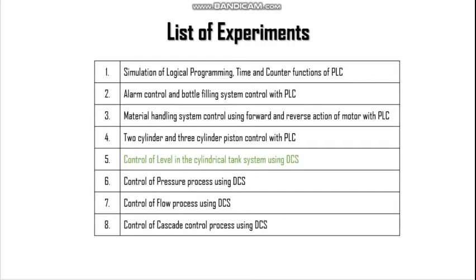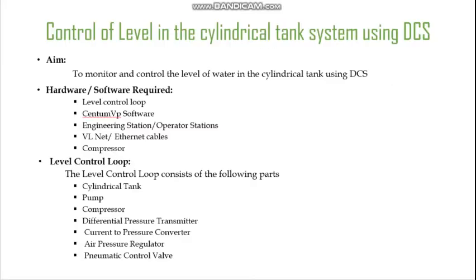And now we will see about the first experiment, that is control of level in the cylindrical tank system using distributed control system. The aim of this experiment is to monitor and control the level of water in the cylindrical tank using DCS, and the components required are level control loop hardware setup, Centum VP software, engineering station, operating station and field control station, communication system and a compressor.